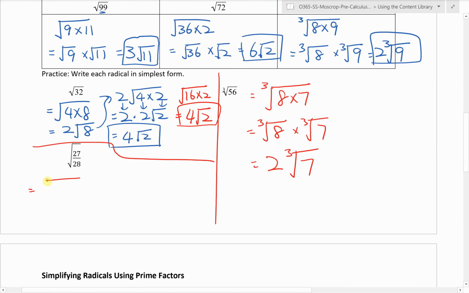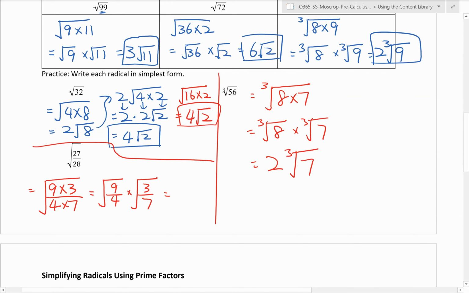So what we can do is, again, look for the perfect square factors. 27 is equal to 9 times 3, so we can do this. 28 is 4 times 7, so we can do this. Okay, and after that, we can still split. Now, instead of multiplication, we're going to split the division, I suppose. So I'm going to take out 9 over 4, and the multiplication remains, 3 over 7 inside the radical, as the radicand.